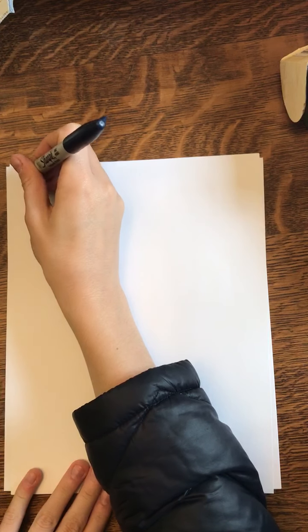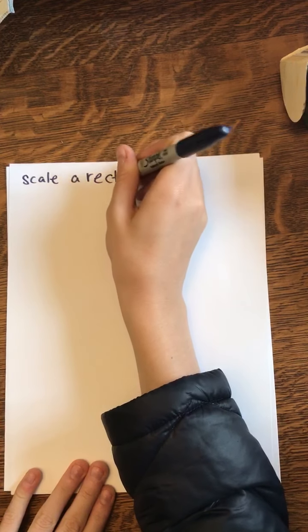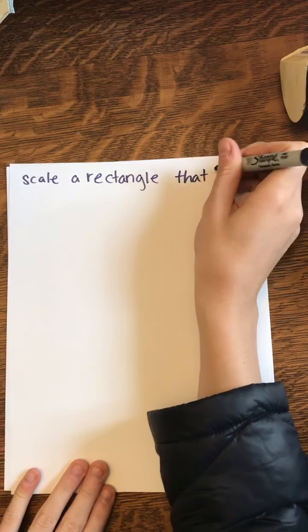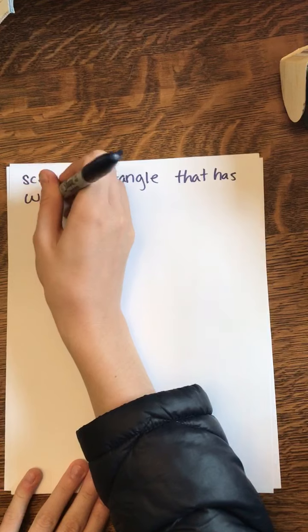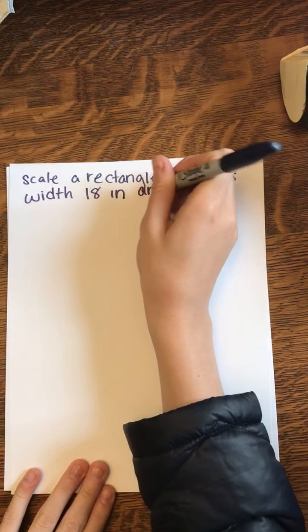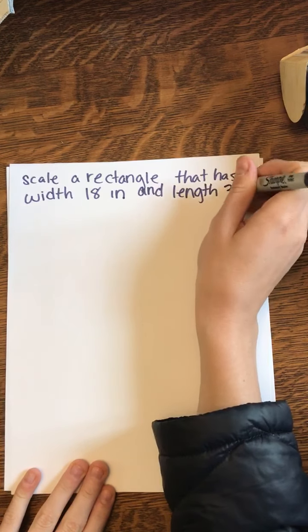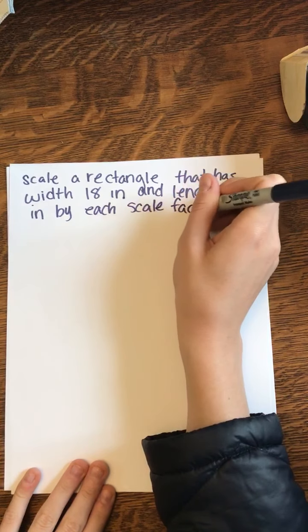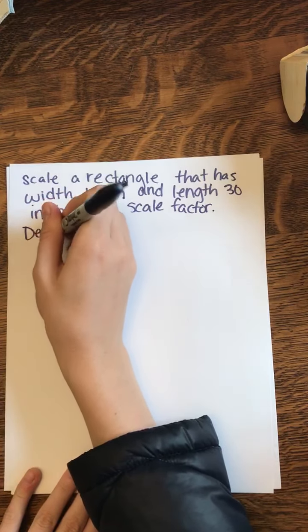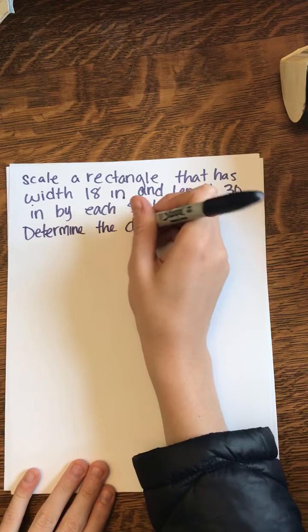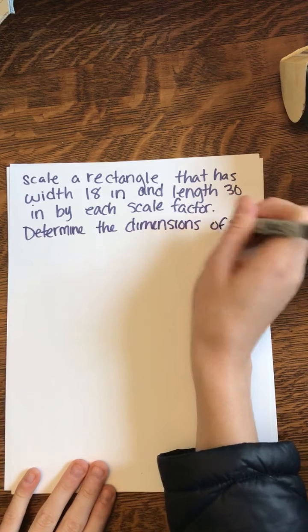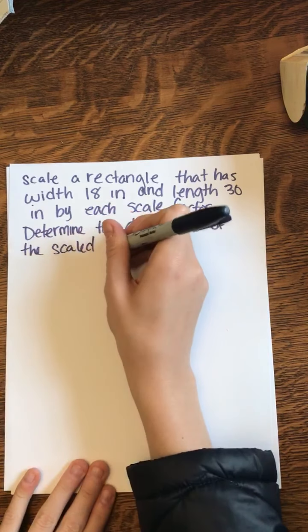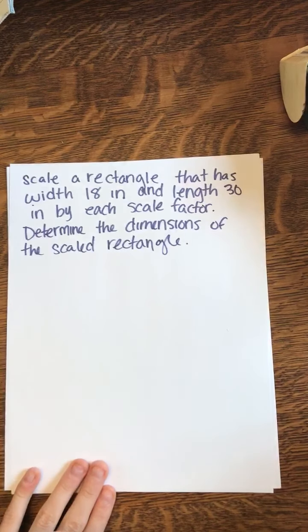Okay, so we are looking at questions 5, 6, 7, and 8. The title is Scale a Rectangle. I'm going to write it right here. Scale a rectangle that has width 18 inches and length 30 inches by each scale factor. Determine the dimensions of the scaled rectangle. Great. Okay. So, scale a rectangle that has a width 18 inches and a length 30 inches by each scale factor. Determine the dimensions of the scaled rectangle.